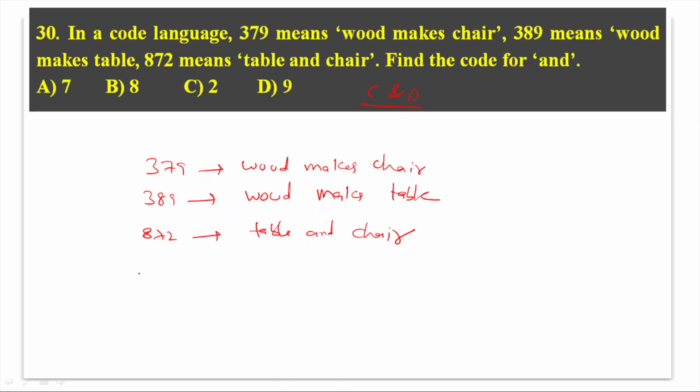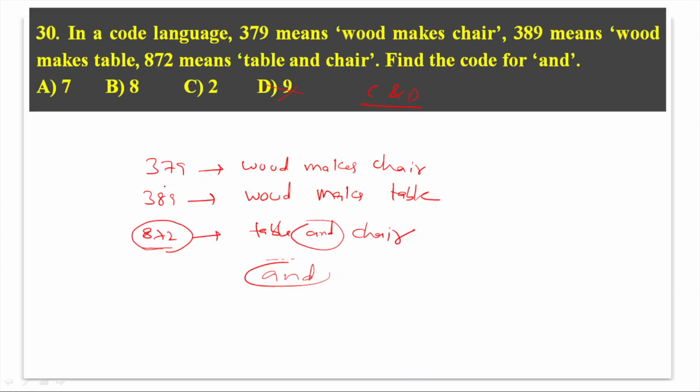And what he is asking in the question is: what is the code for "and"? So if you observe here, "and" was present only here, which means the numbers which are given here have to be our answer. Either 8, 7 or 2 will be our answer. So definitely our answer should not be 9.